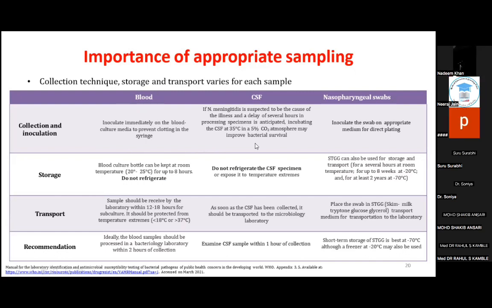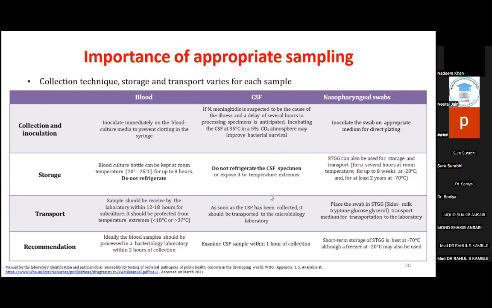Similarly, for CSF, wherein fastidious organisms like Streptococcus pneumoniae, Haemophilus, or Neisseria meningitidis are suspected, the CSF samples should reach the laboratory within 2 to 4 hours of collection. And the CSF samples should be incubated in a 5% carbon dioxide atmosphere, because most of these fastidious organisms are capnophilic. They require carbon dioxide for growth. Hence, the CSF sample needs to be incubated in a carbon dioxide incubator or an incubator with 5% carbon dioxide atmosphere.